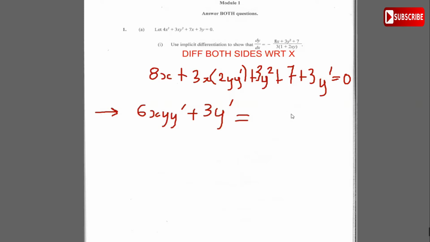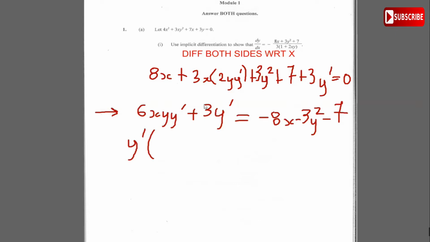So bringing over the 8x, it's equal to minus 8x. Bring over the 3y squared, it is now minus 3y squared. Then bring over the 7, it becomes minus 7. Nice. Now all we need to do is factor out y prime from this expression. So we factor out y prime.